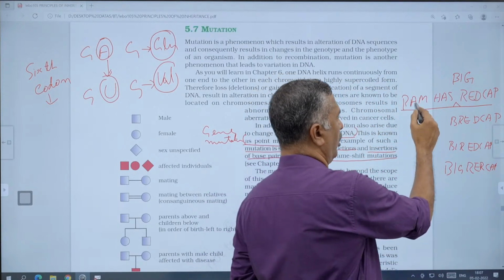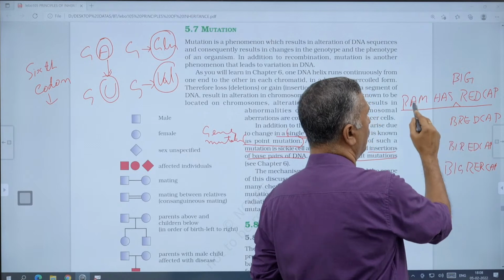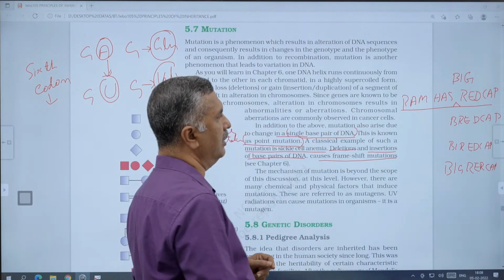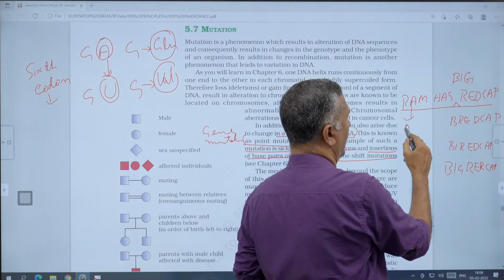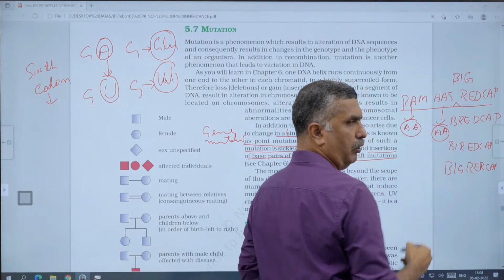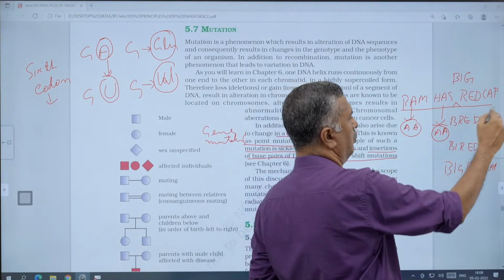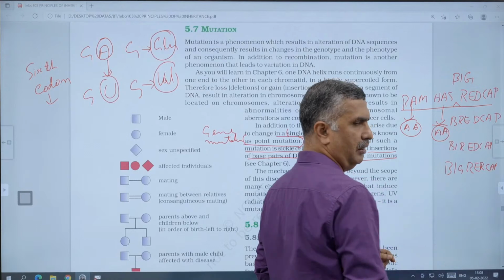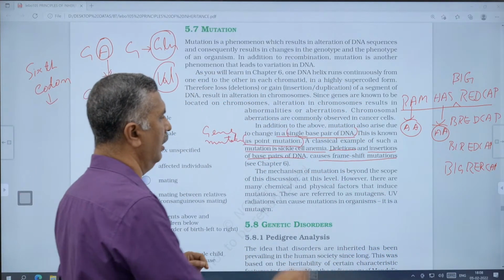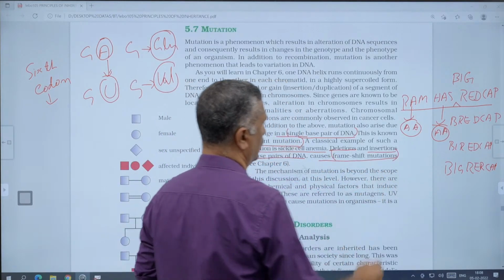Here, there is no importance to RAM, has, red or cap. They are the genetic codons, and each codon codes for an amino acid. But the reading frame of these amino acids will be changed. That will affect the protein sequence. That is called frame shift mutation.